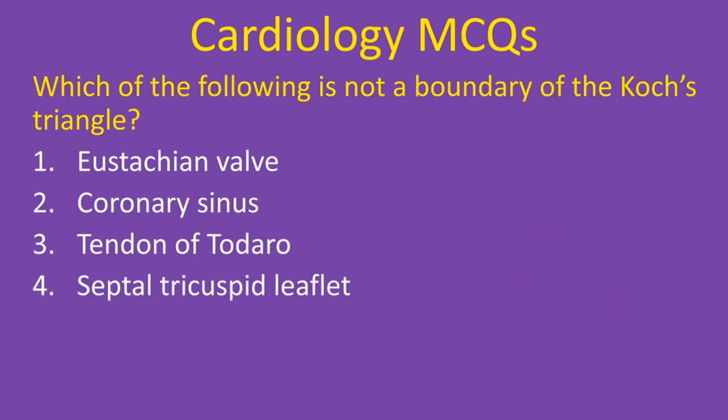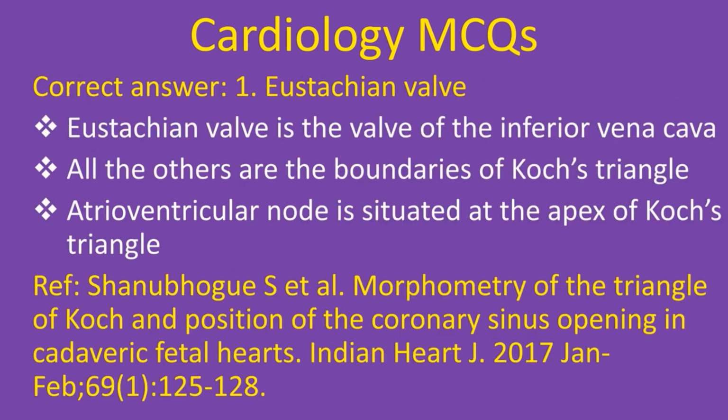Which of the following is not a boundary of the Koch triangle? 1. Eustachian valve, 2. Coronary sinus, 3. Tendon of Todaro, 4. Septal tricuspid leaflet. Correct answer: 1. Eustachian valve.